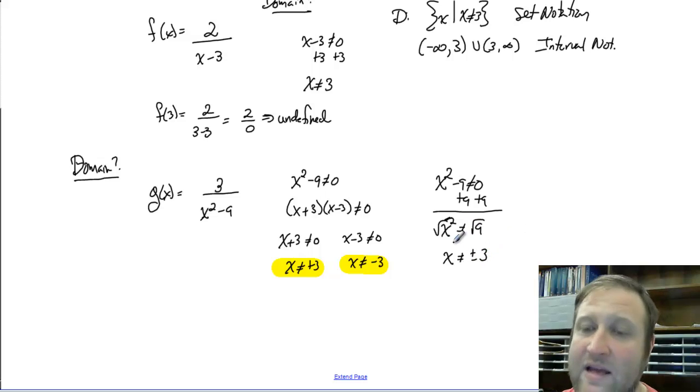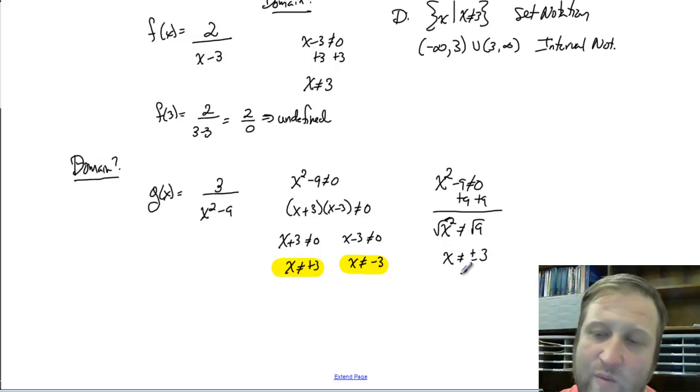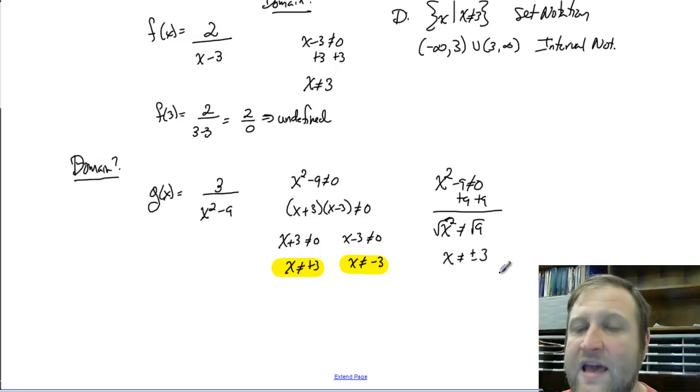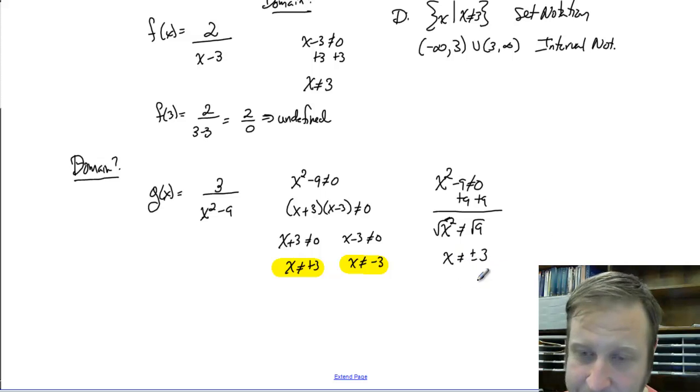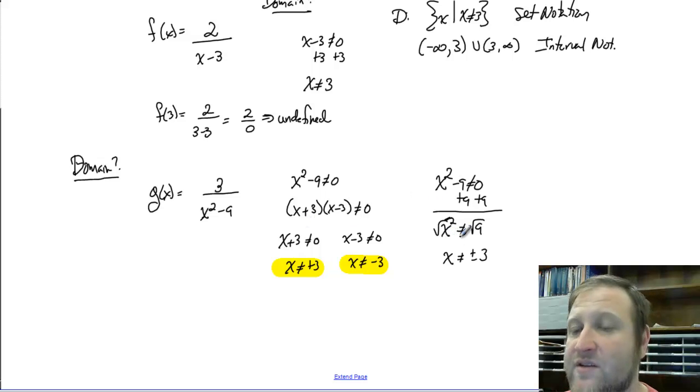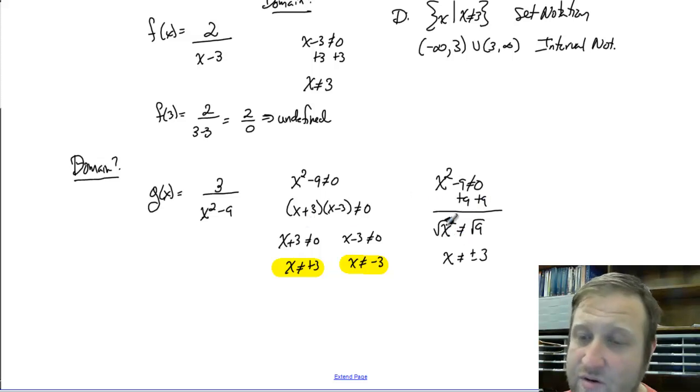Because remember, negative 3 squared gives you 9, positive 3 squared gives you 9. So no matter which way you go about solving this, you would also have a domain restriction at plus or minus 3. Here we solved it by factoring. Here we solved it by just setting this not equal to 0 and then solving.